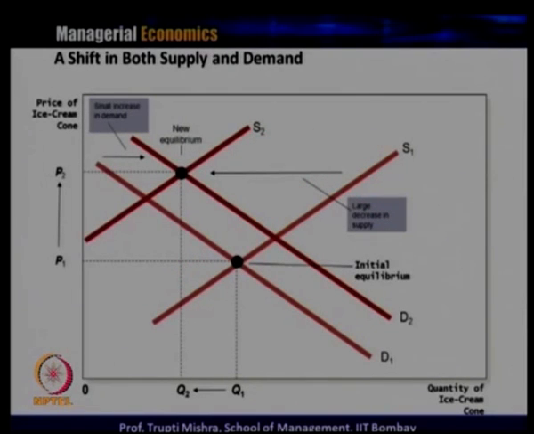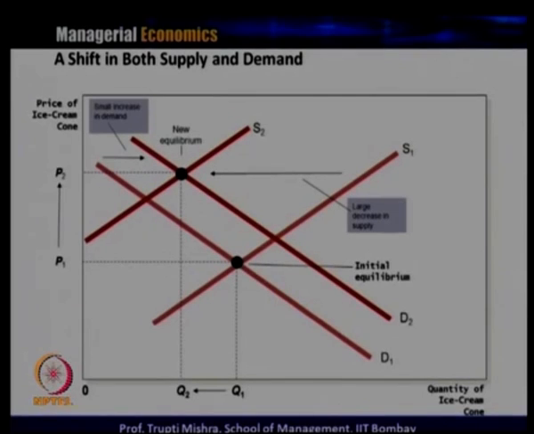Similarly, take a case where there is a change in the supply and also a change in the demand. There is an increase in the demand from D1 to D2 and a decrease in the supply from S1 to S2. The initial equilibrium price is P1, and the initial equilibrium quantity is Q1. The increase in the demand shifts the demand curve from D1 to D2, and the decrease in the supply shifts the supply curve from S1 to S2.